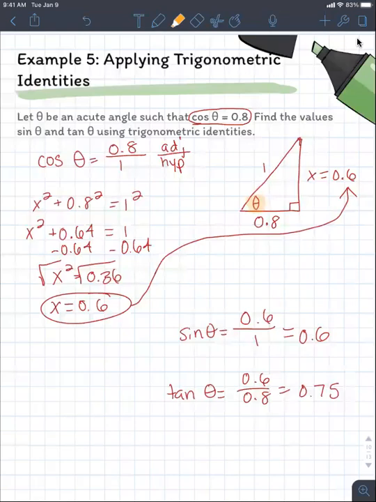Give me a ta-da when you are ready to move on. All right. I think that was everyone.